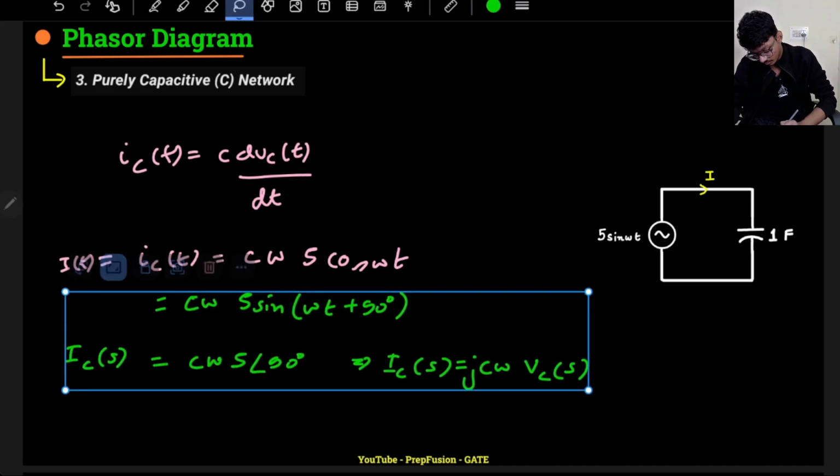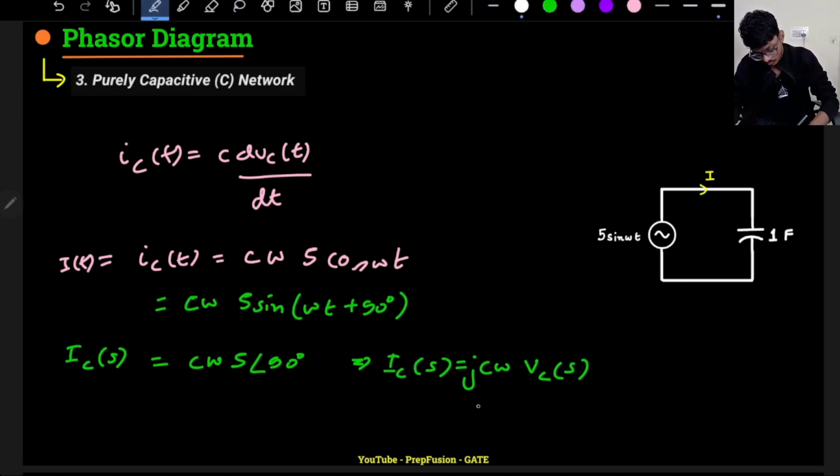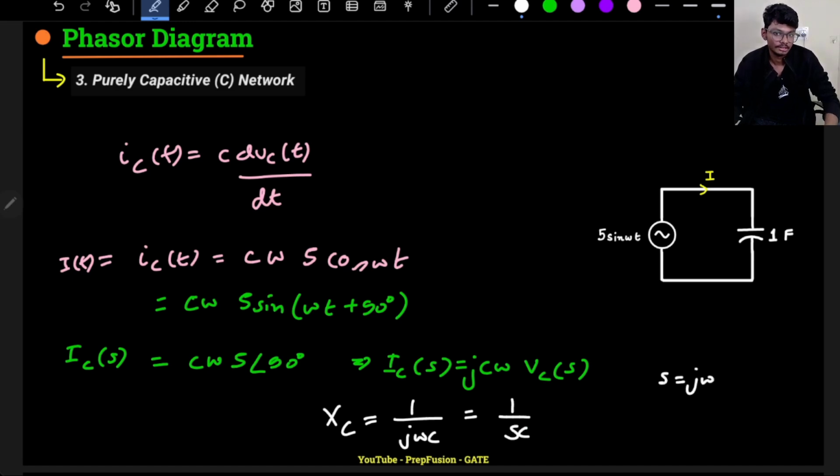Now if I want to find the capacitive reactance, what will be my X_C? X_C will be the voltage upon current, that is 1 by j omega C, that you already know. From DC you have already learned about this. It is simply equal to 1 by sC. You replace s with j omega and you get back the capacitive reactance. Pretty straightforward, pretty simple.